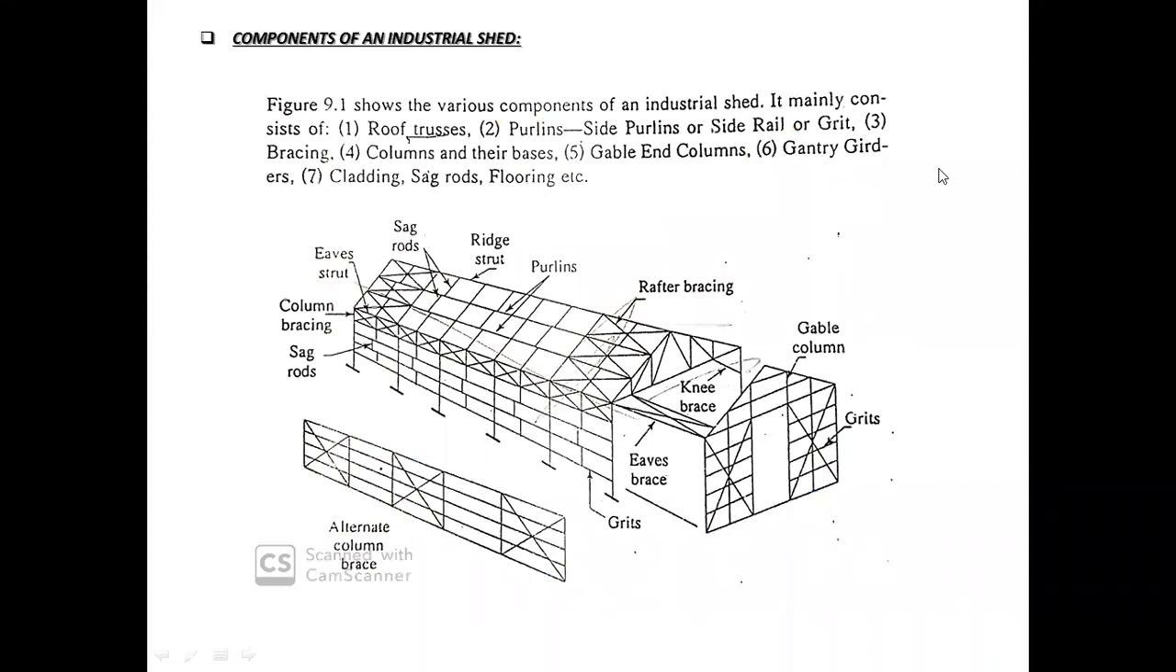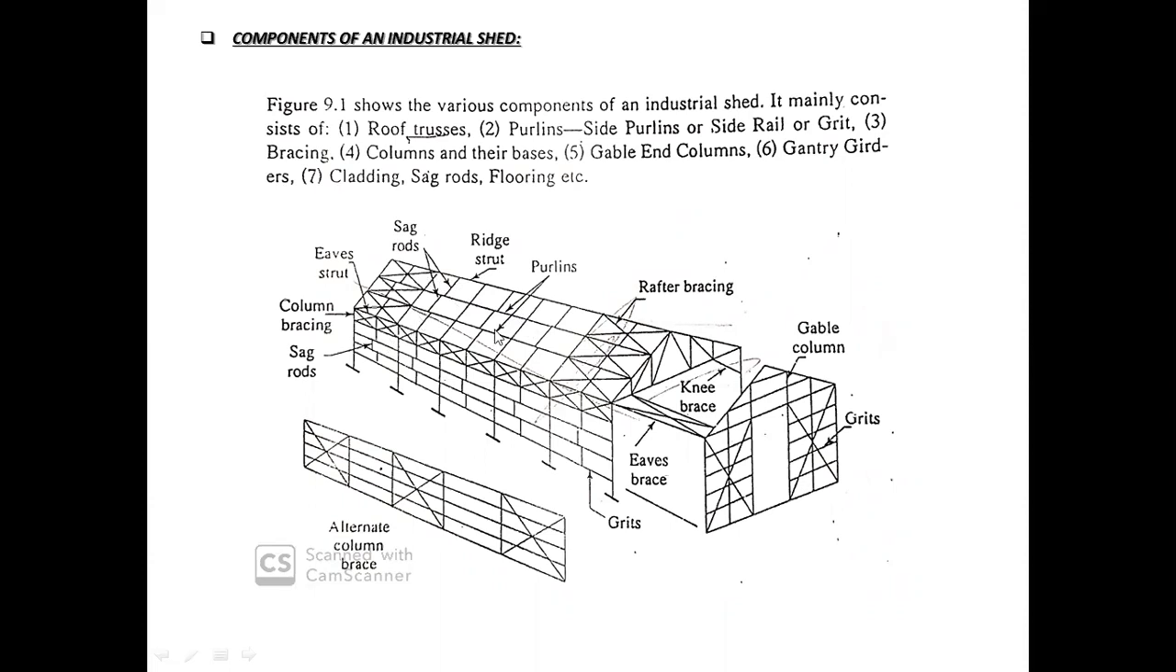So this is the diagram of an industrial shed. You can see here there are many components of an industrial shed. This is knee bracing. Okay. This is gable column, girts, and this is rafter bracing. These are the purlins on which the covering material rests. Okay, then ridge strut, sag rods, which resist the sagging of the purlins, and other components which are attached to the shed.